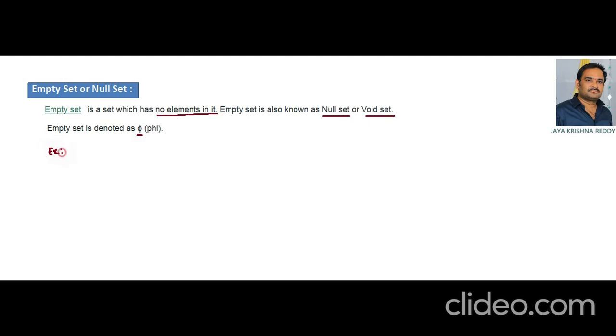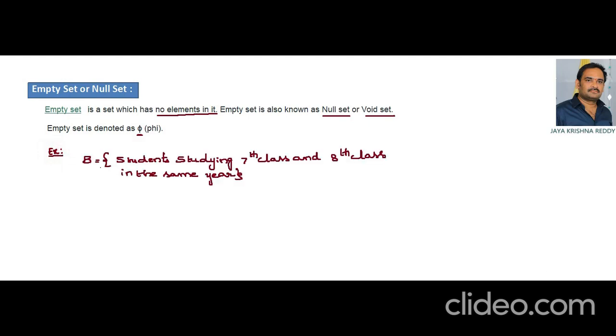For example, set B is having the elements like students studying 7th class and 8th class in the same year. So set B equals, we have to identify the students. For set B, the student should study 7th and 8th class in the same academic year. Is it possible? Can any student study 7th and 8th class both in the same year? No, it is not possible. That type of students will not exist.